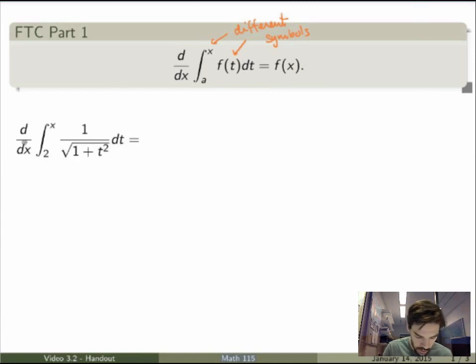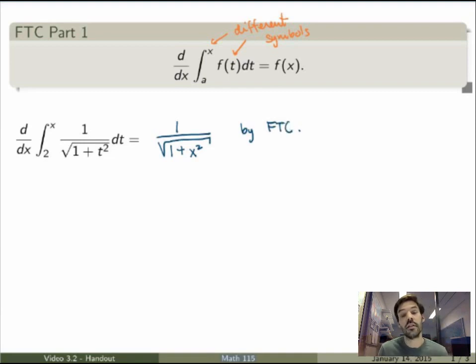So if I ask you, for example, to evaluate the derivative of this definite integral, then you can use FTC directly to write the answer. You know that the answer is just going to be the function inside, but as a function of x. So this is what I would get by FTC. And that's it. So it's a very fast way of evaluating this kind of expression.